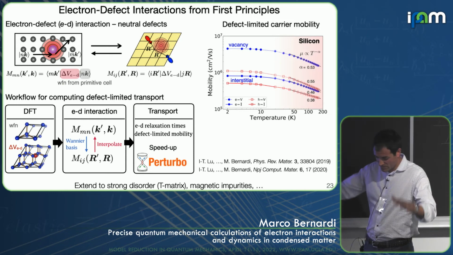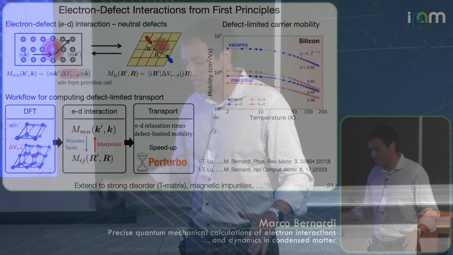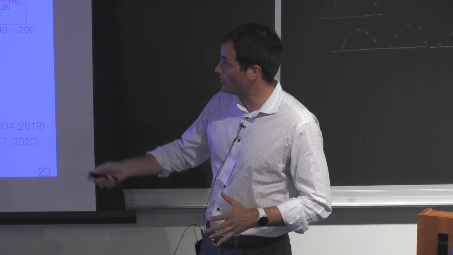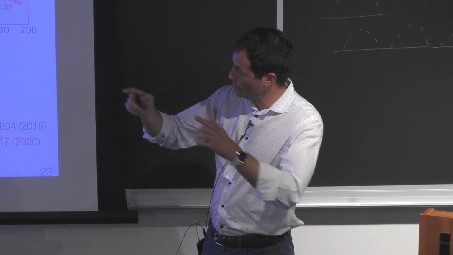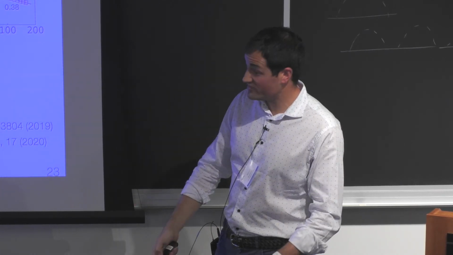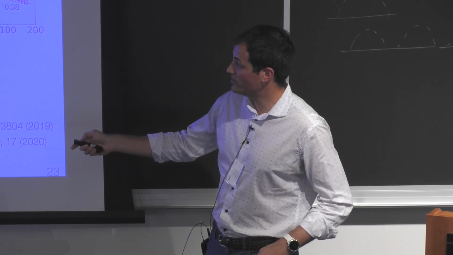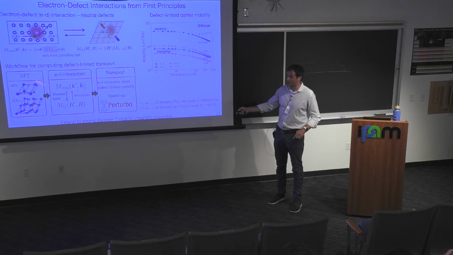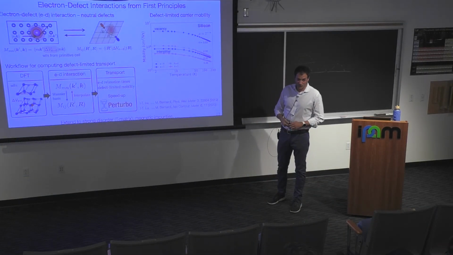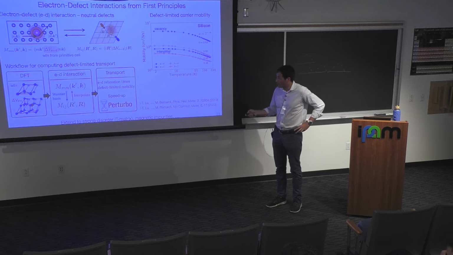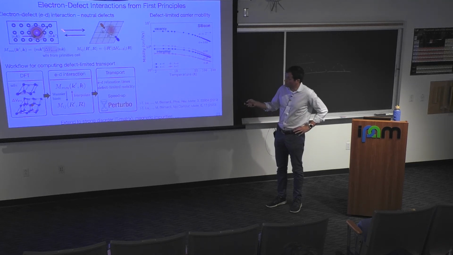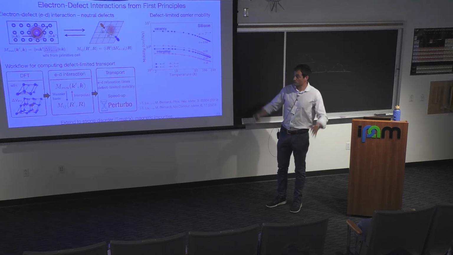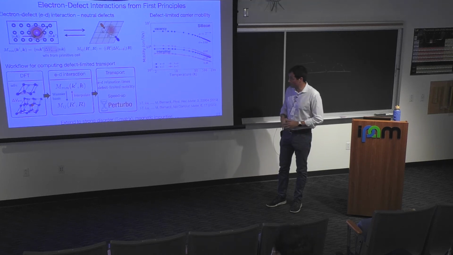What you could do is you could take a large cell in DFT, create the defect, take the potential, compute the difference with the pristine system without the defect. And basically, you'll be able to form these matrix elements and then retrace all the same theory that you have for the electron-phonon coupling. The challenge, however, is that you would need to use the wave function of this large supercell, which is not practical.